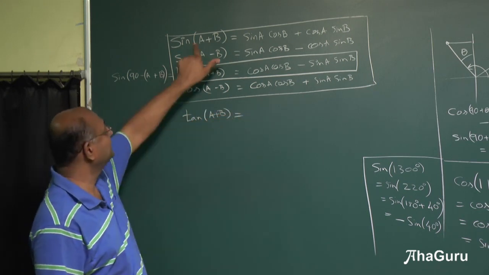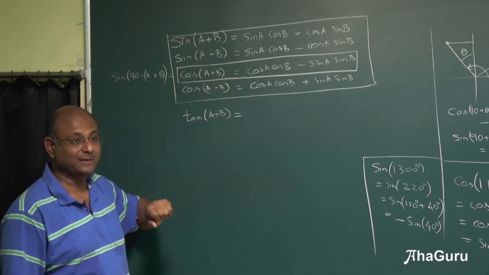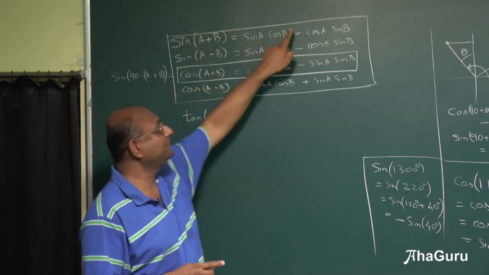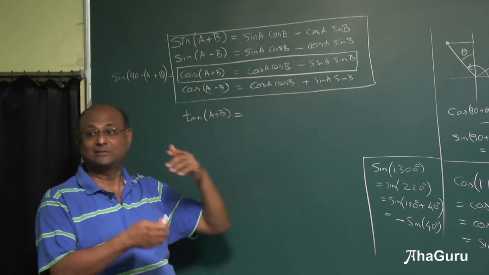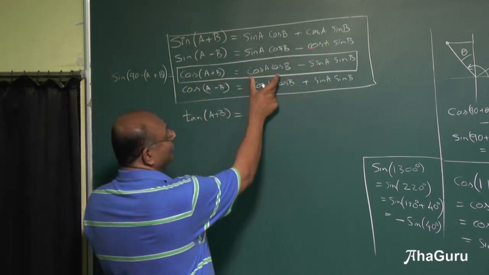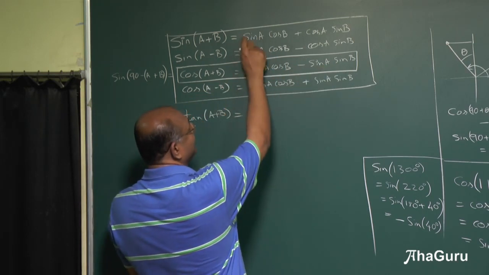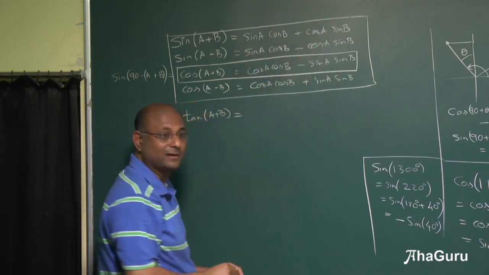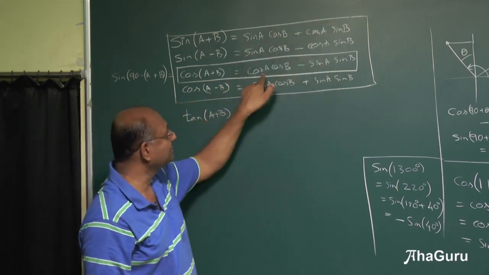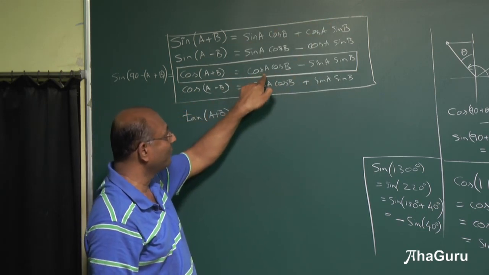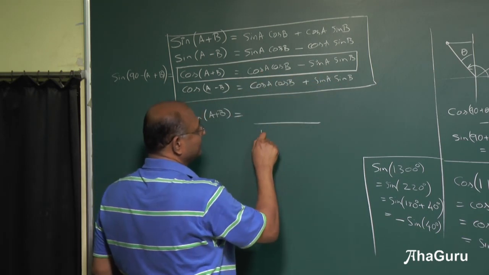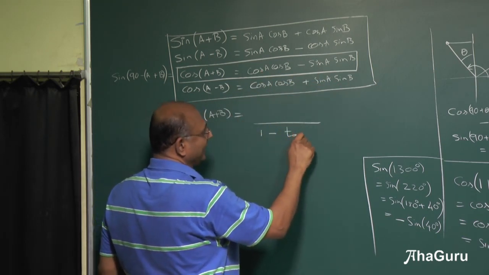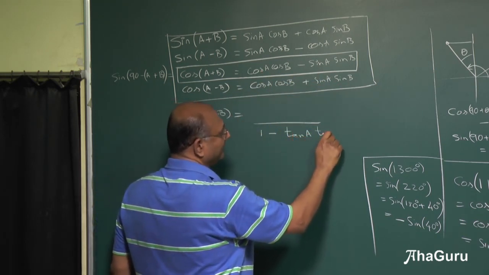Tan of a plus b is sine of a plus b by cos of a plus b. Now remember, sine of a plus b has a plus sign, cos of a plus b has a minus sign. And so, in the denominator you have cos a cos b minus sin a sin b, numerator you have sin a cos b plus cos a sin b. When you divide by cos a cos b, the denominator will end up becoming 1 minus tan a tan b. So the denominator is 1 minus tan a tan b.